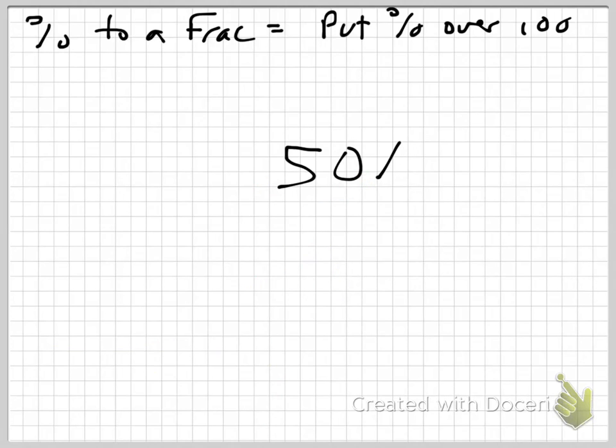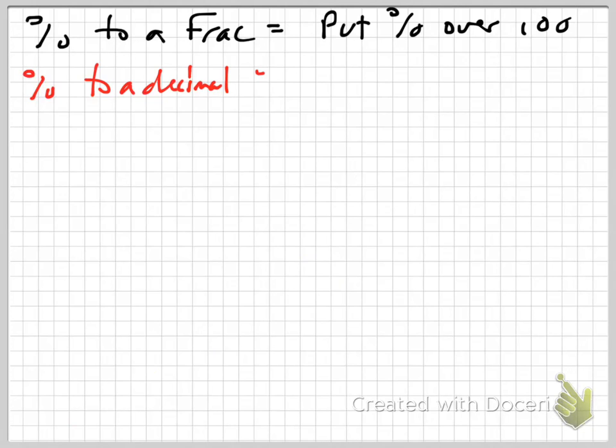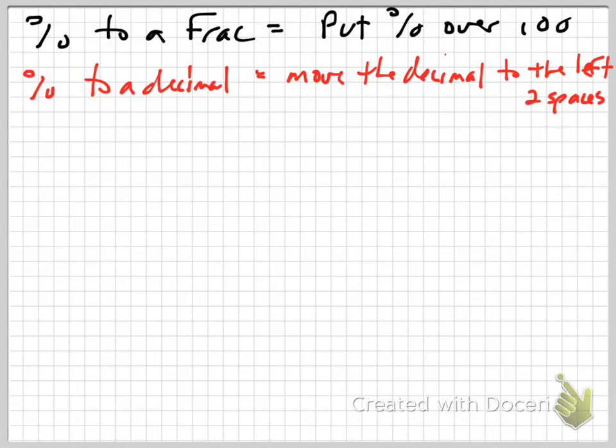Anyway, I'm going to write the rule here for you. To go from a percent to a decimal, move the decimal to the left 2 spaces. Doesn't that make sense? Okay, so now we've gone from percent to a fraction, percent to a decimal.